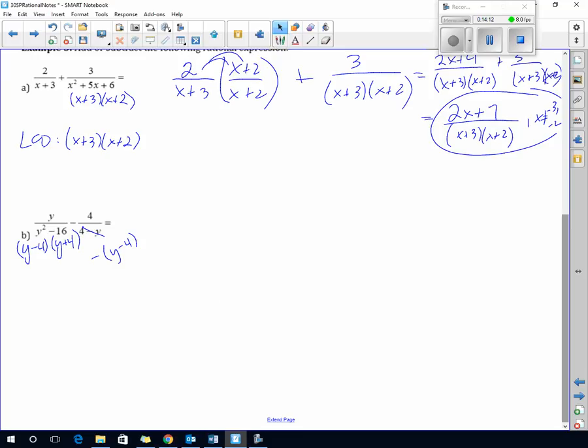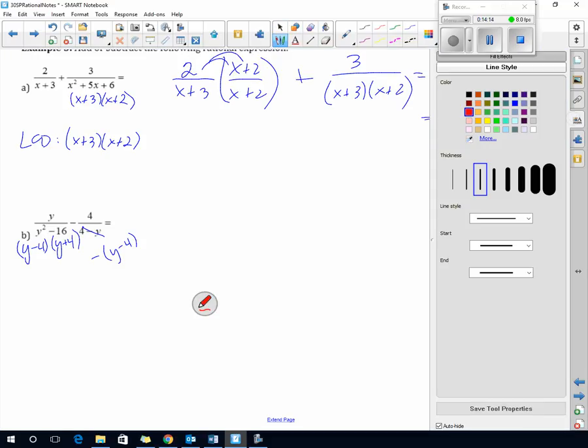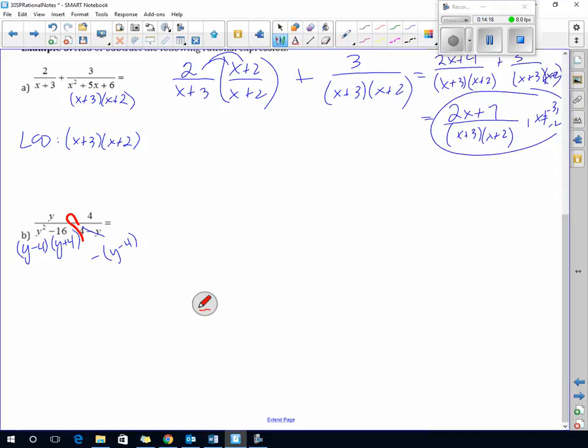So this is y, and I'm just going to rewrite it so you can see that. Y minus 4, y plus 4. Subtract 4 over -y minus 4. It doesn't matter where you stick this negative on top, beside, but either way, this negative makes a plus. So that was what you had to know.